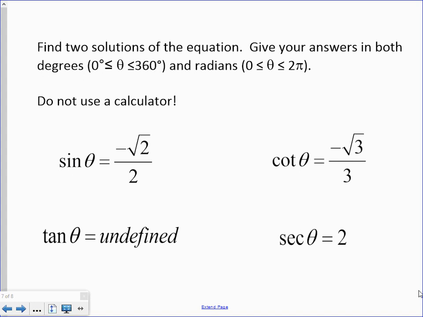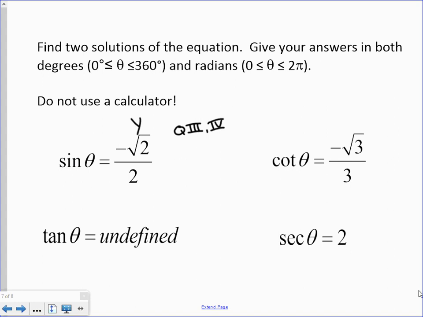Okay, I'm going to interrupt. You may or may not have all of them done. That's okay. I'm going to talk about sine theta equals negative square root 2 over 2. I heard some really good conversations going around the room from different groups. I heard a lot of people say, okay, it's the sine of theta, so this thing is the y. And y is negative in quadrants 3 and 4.